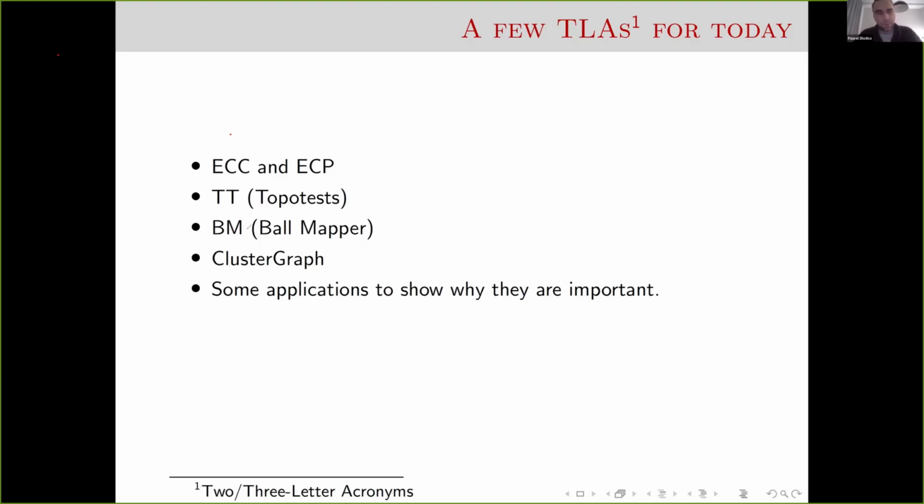And the last 2 points: ball mapper, I don't think I will get over there because I moved it to the extra slides, but I want to show you the cluster graph, which is an idea located in the topological visualization of the data. I'll try to mention some of the applications, but I will keep that restricted due to the time restrictions.